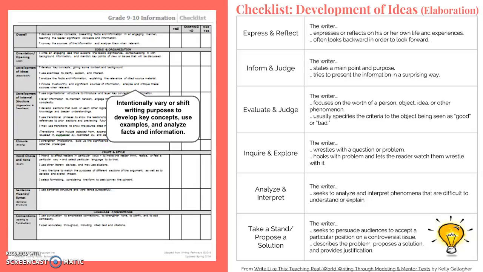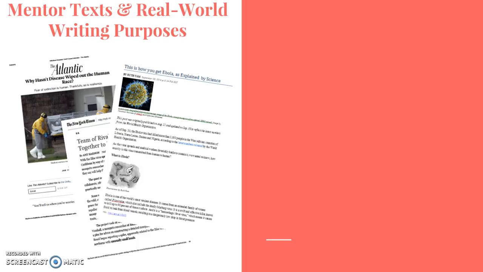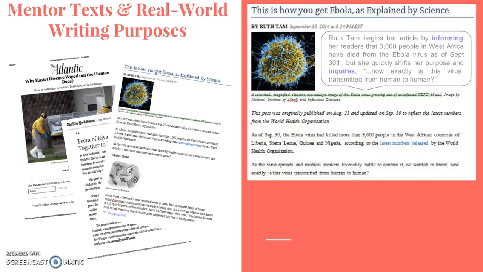With a partner, take some time to closely study your mentor text, asking, where does the author's purpose shift? How do I know? In the article, This Is How You Get Ebola by Ruth Tam, students might notice that she begins her article by informing her readers that 3,000 people in West Africa have died from the Ebola virus as of September 30th. But she quickly shifts her purpose and inquires, how exactly is this virus transmitted from human to human?